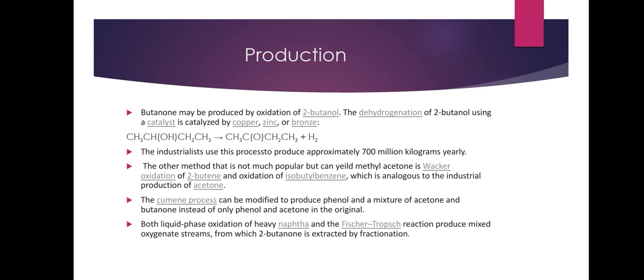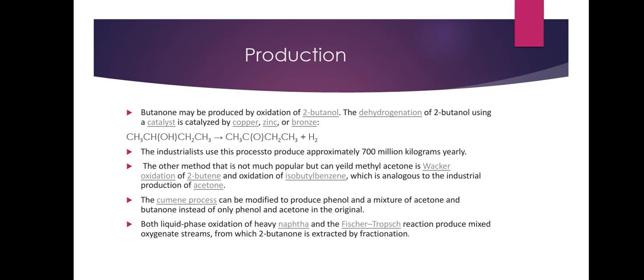The other method, which is not much popular but can yield methyl ethyl ketone, is Wacker oxidation of 2-butene and oxidation of isobutane, which is analogous to the industrial production of acetone. The cumene process can be modified to produce phenol and a mixture of acetone and butanone instead of only phenol and acetone in the original.